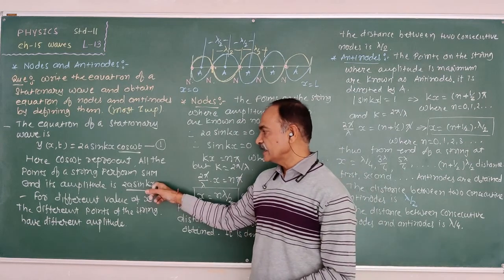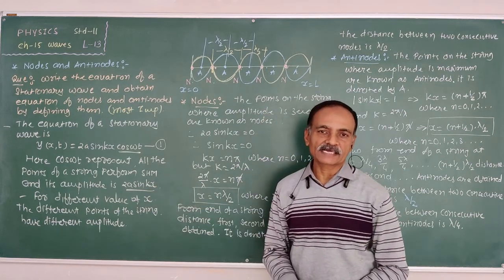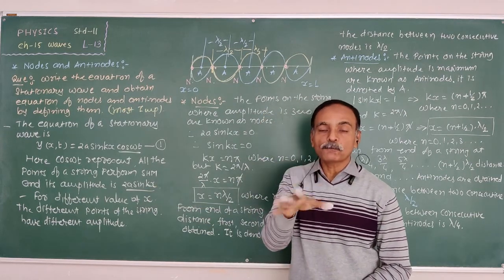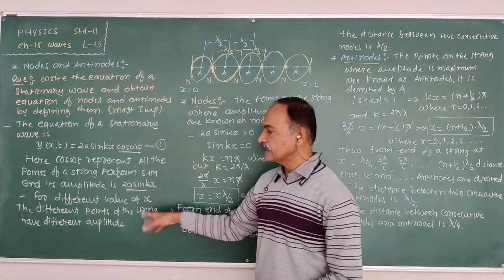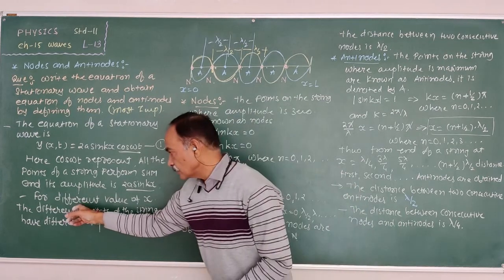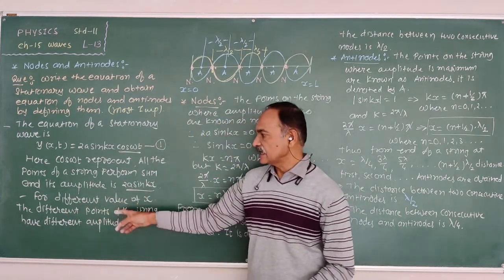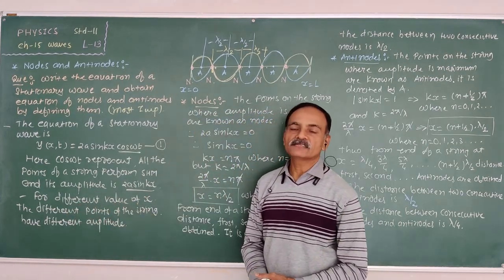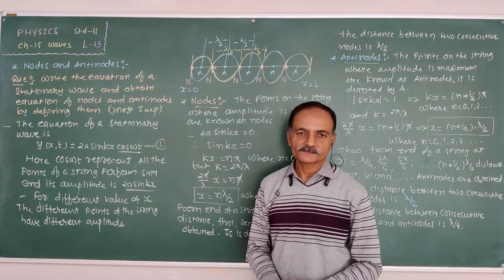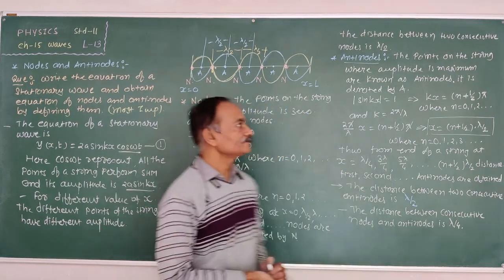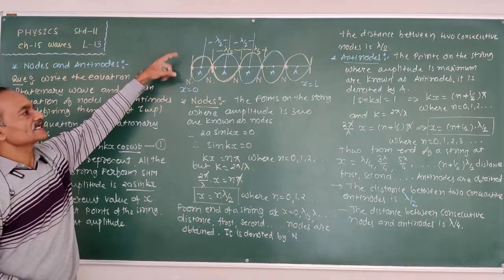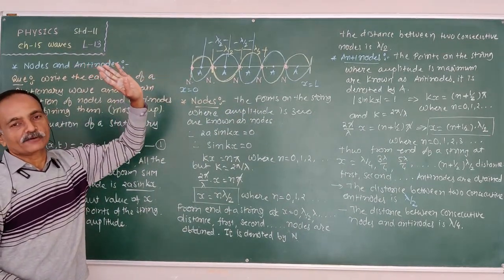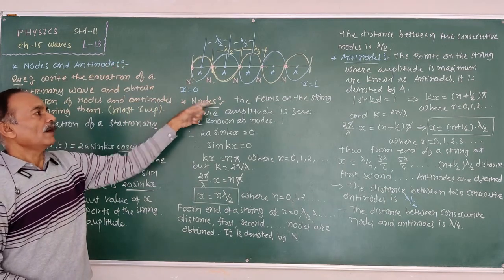From this equation, if we substitute different values of x, we obtain different points of the string having different amplitudes. Thus, for different values of x, different points of the string have different amplitudes. Right? Okay. Now, here is the diagram of the stationary wave and the positions of the nodes and antinodes. Now, what is a node?